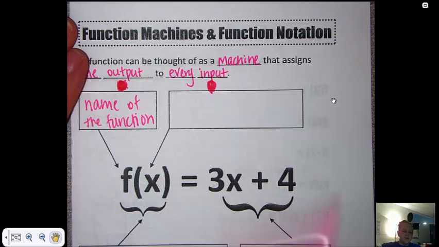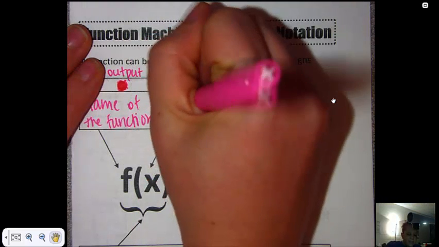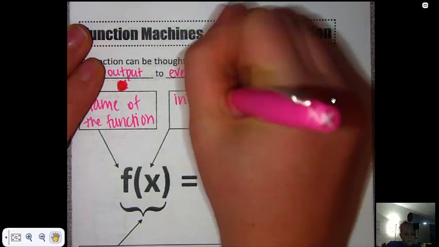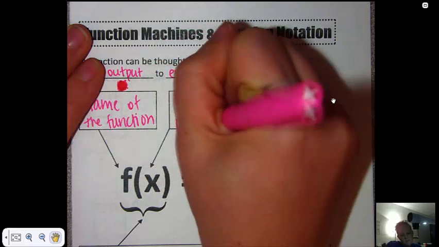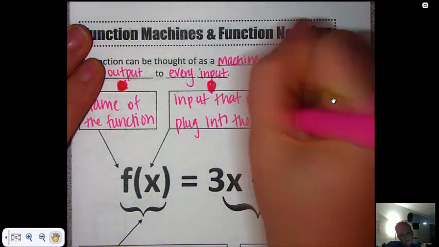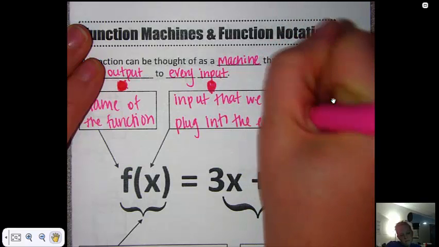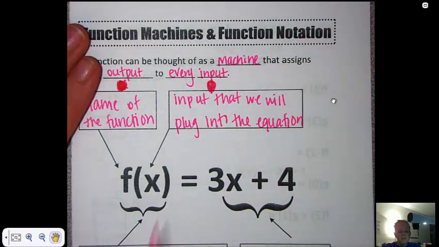This x here in parentheses is the input that we will plug into the equation. Alright, so right now there's an x and an x, but when we get something else here, this number here in parentheses will tell us what to plug into this equation.